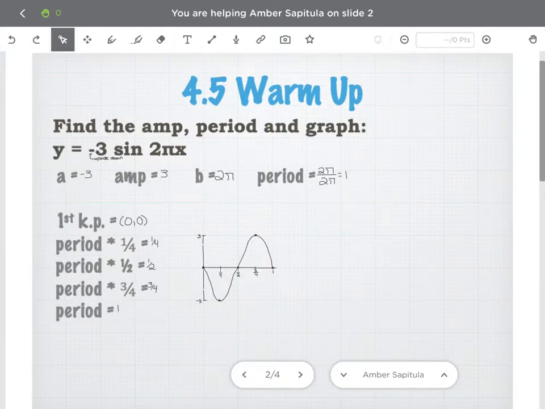Second one, this is a negative sine. So the negative on the front flips your sine upside down, meaning you're going to start at 0 and go down from there. The A is 3, that's your amplitude. The B is 2 pi, which makes your period 1. 1 times a fourth, a half, and 3/4 means your key points are at 0, 1/4, 1/2, 3/4, and 1. And again, we start at 0. We go down to -3. We come back up to 0, up to +3, back down to 0. Good job, Amber.